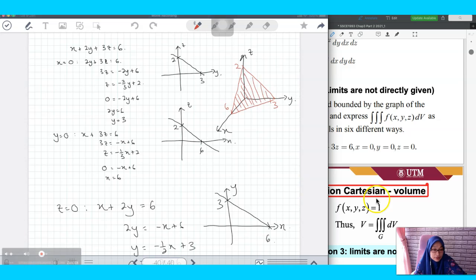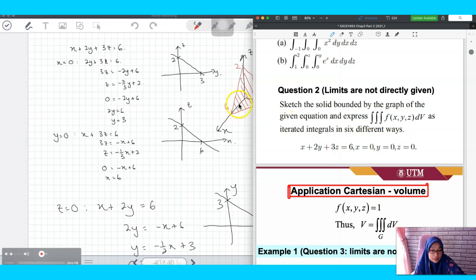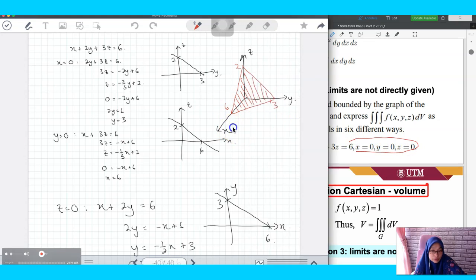But then because it is stated that the tetrahedron is bounded by all the coordinate planes, so all the wall and the floor. So it's bounded down here, which is z equal to 0, and it is bounded behind here, which is x equal to 0, and it is bounded side over here, and that is y equal to 0. So you have a solid, closed and bounded surface.